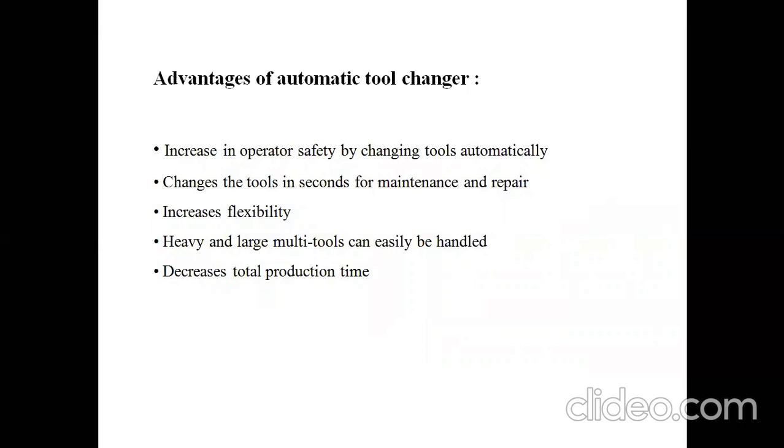Changing of a tool takes less time. This is also one of the advantages. Reduced changing time decreases the total production time also. Heavy and large multiple tools can be easily handled and clamped over the tool post. It increases flexibility and changes the tool in seconds for maintenance and repair. It is possible to change the tool easily by using an automatic tool changer. These are the advantages of your automatic tool changer.